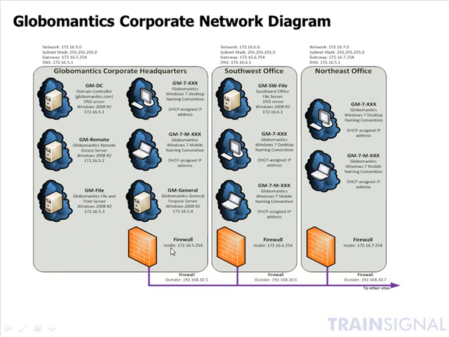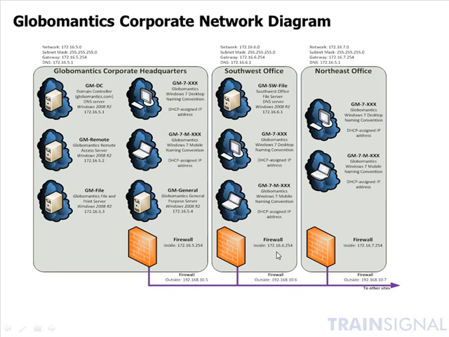The inside firewall address for Global Mantix headquarters is, as I mentioned before, 172.16.5.254. The outside address is 192.168.10.5. This will make a little bit more sense when we get to a physical network diagram later on in this lesson. So don't worry about this too much right now, and you'll see why I chose these addresses. Likewise, the Southwest Regional Office starts out with a 192.168 address as well for its outside firewall.